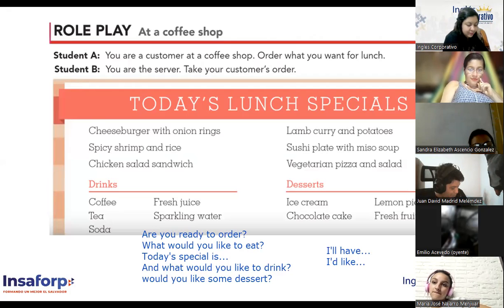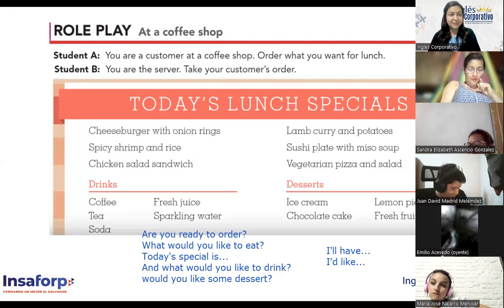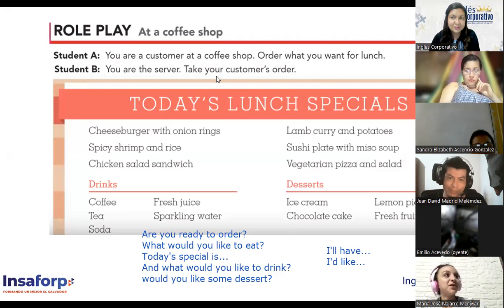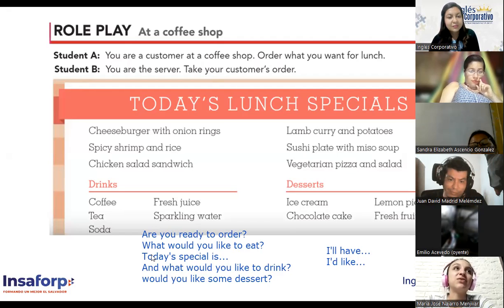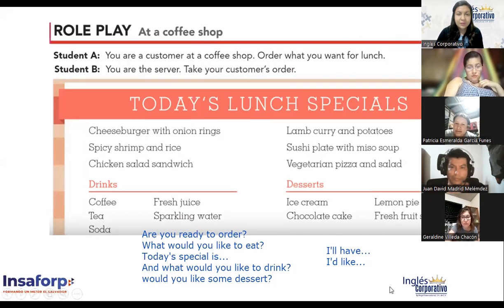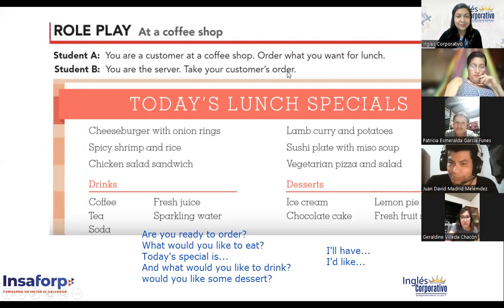Good evening. Are you ready to order? Yes. Please tell me the menu. Okay. What would you like to eat? I want spicy green and rice. Good election. So, what would you like to drink? Please repeat. What would you like to drink? Oh yeah, I like drink soda. Okay, would you like some dessert? Yes, I will have lemon pie. Okay, thank you. Thank you to you.